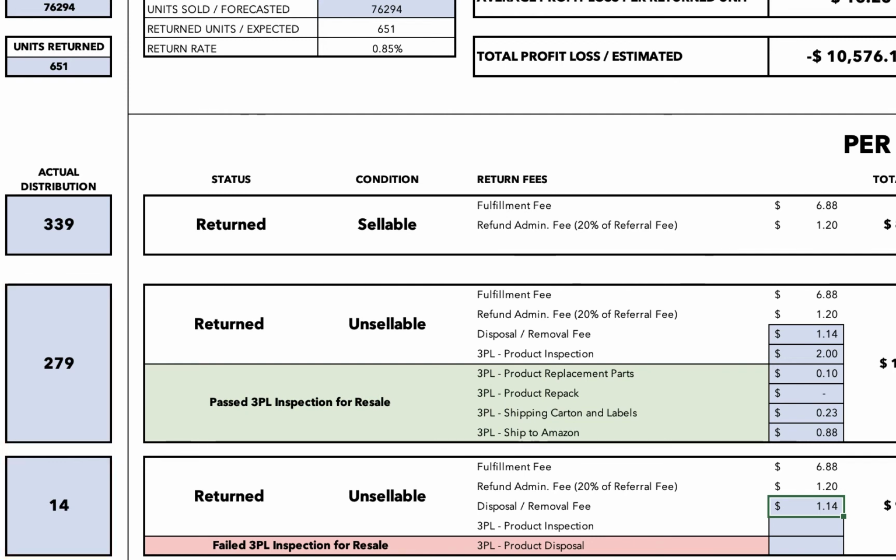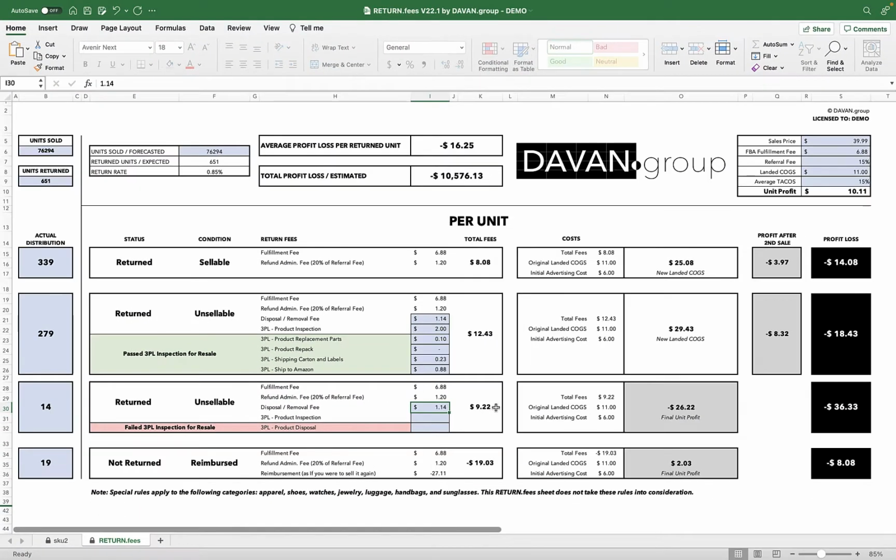So I need you guys to really consider the difference in the profit loss so you guys can save money. And that's why this sheet is so great. So if we get Amazon to dispose it, we lose about $26, right? If our 3PL does the full inspection and resends it in, hey, we're only going to lose $8, right? We're going to sell it. We're only going to lose $8. That's $18 different. And 95% of those are actually in our scenario in this case.